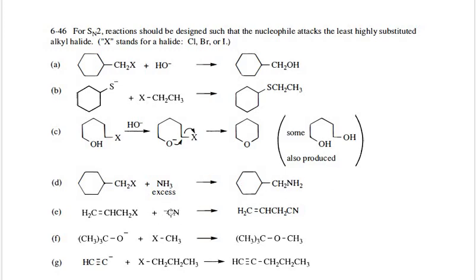In the next example, cyanide. Cyanide is acting as a nucleophile, so this will not attack the double bond. It will attack this electrophilic carbon that has the halide group, right? So this halide will be replaced. As a result, this nitrile group will be substituted here.